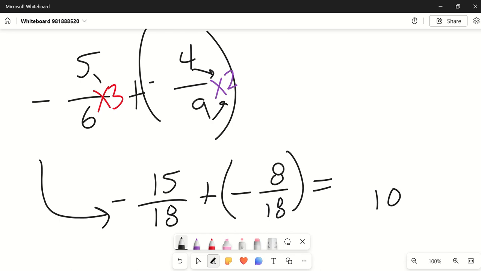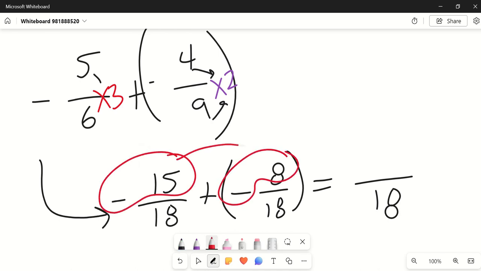Our answer will have a denominator of 18. So now this becomes negative 15 plus negative 8. Again, negative 15 minus 8. Another way to say this is you owe somebody $15, you owe somebody $8. What we can do is just add these two together, which will give me 23. It's still negative. So it'll be negative 23 18ths.